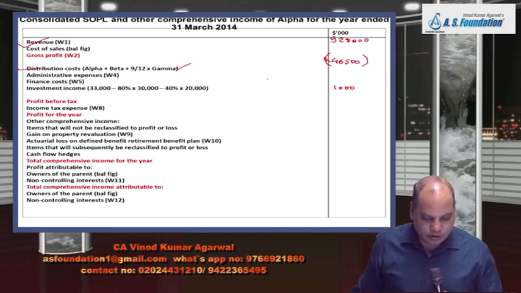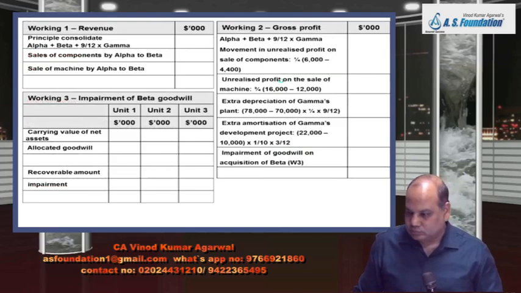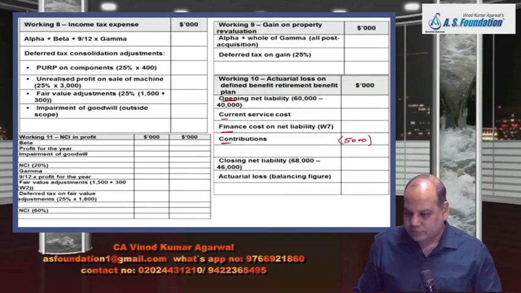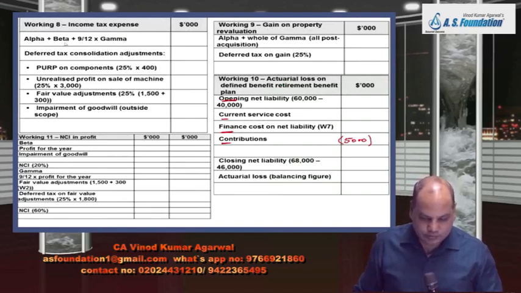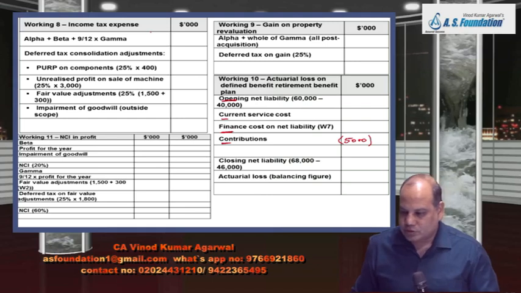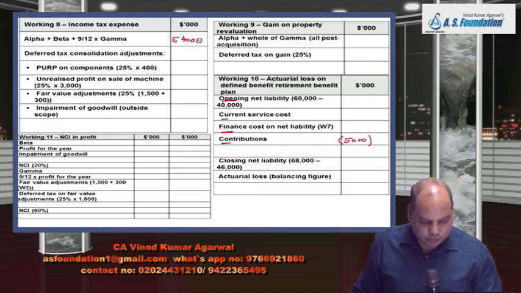There is a working note number 8. Income tax expense. So first you just add these three numbers: alpha 32,000, beta 20,000, and 9 by 12 of gamma. So dear student, how much does it come to? Is it 64,000? Right, 64,000. Next line. Profit for the year. That is 96,000. Don't do anything.